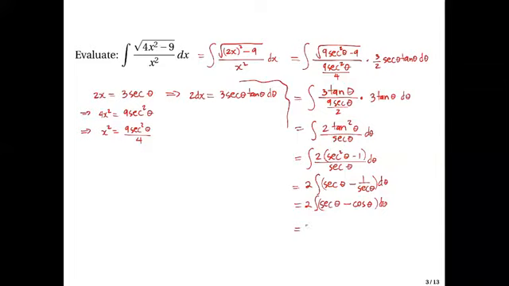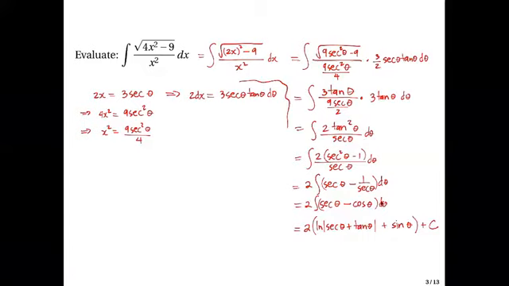So we have 2 times the integral of secant theta, which is ln of the absolute value of secant theta plus tangent theta. Correct? And then, of course, the integral of negative cosine theta is negative sine theta. So you have sine theta in here, plus c.